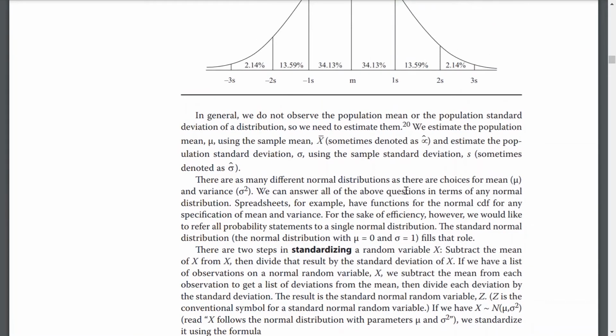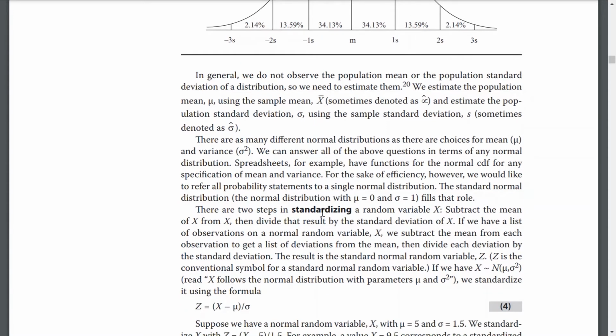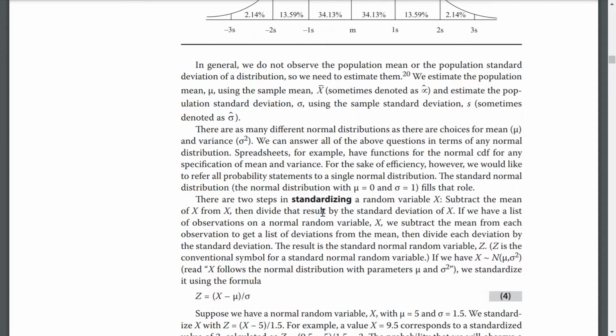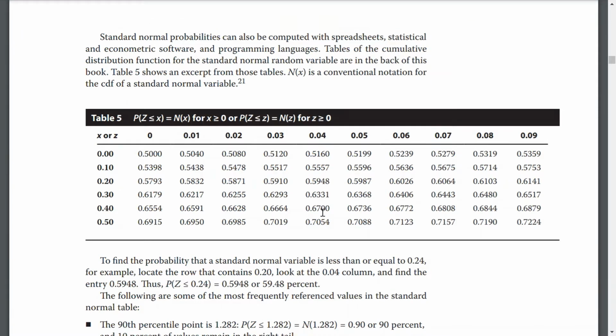Okay. In general, we do not observe the population mean or population standard deviation of a distribution, so we need to estimate them. We estimate the population mean, mu, using the sample mean, x bar, also sometimes denoted as mu with a hat on it. We estimate the population standard deviation, sigma, using the sample standard deviation, s, sometimes denoted as sigma with a hat on it. There are as many different normal distributions as there are choices for mu and variance. We can answer all the above questions in terms of any normal distribution. Spreadsheets, for example, have functions for the normal CDF. Standard normal probabilities can also be computed with spreadsheets, statistical and econometric software, and programming languages.